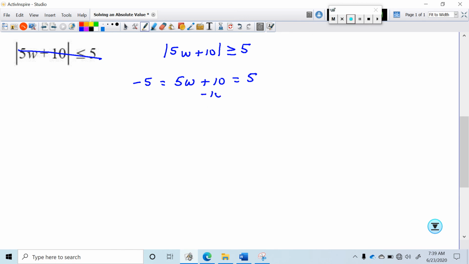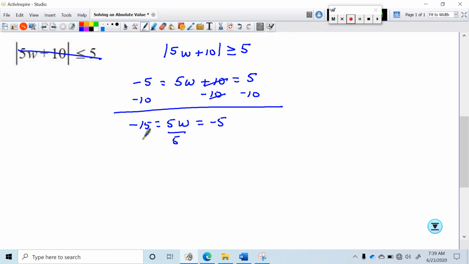So I'm going to subtract 10 from each piece. Negative 5 and negative 10 is negative 15 equals 5w. Opposites cancel. 5 take away 10 is negative 5. Divide each piece by 5 because you want the w by itself. Negative 15 divided by 5 is negative 3, top cancels with bottom, w equals negative 5 divided by 5 is negative 1.